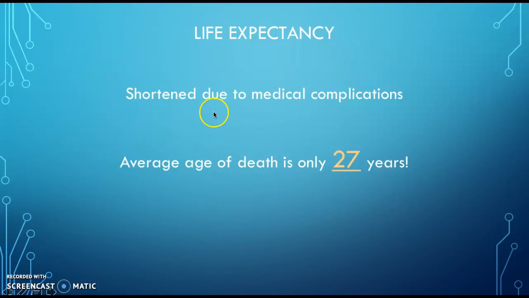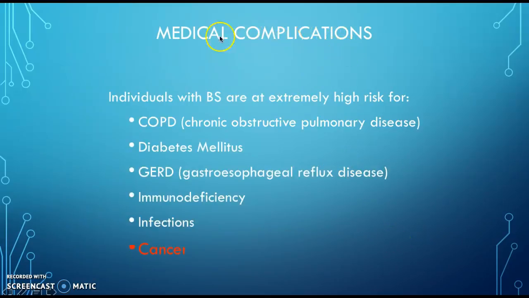The life expectancy is extremely shortened in BS individuals due to medical complications. The average age of death is only 27, with the oldest being documented about 50 years old. Medical complications happen because they are at extremely high risk for the following diseases. There's COPD, which is a pulmonary disease, diabetes, gastroesophageal reflux disease, immunodeficiency, and infections, predominantly ear infections and pneumonia. But the most common cause of death is cancer.